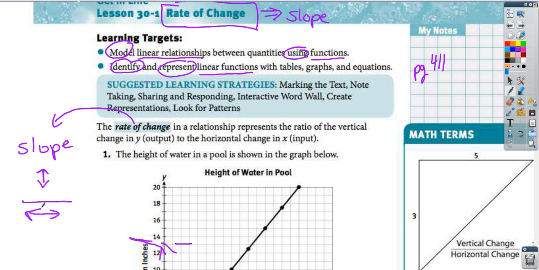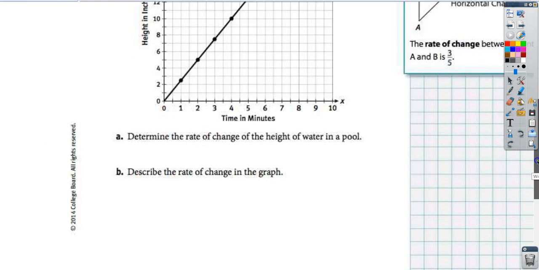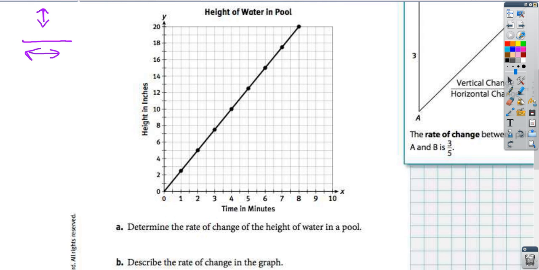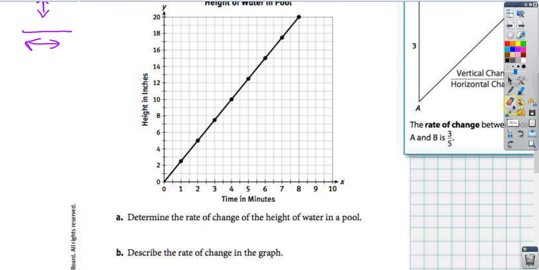All right, let's look at our problem. The height of water in a pool is shown in the graph below. Okay, height of water in a pool, and we're going to look at our axes here. It's got your height in inches on one side, time in minutes. Okay, determine the rate of change of the height of water in the pool. So again, rate of change is just the same thing as slope.